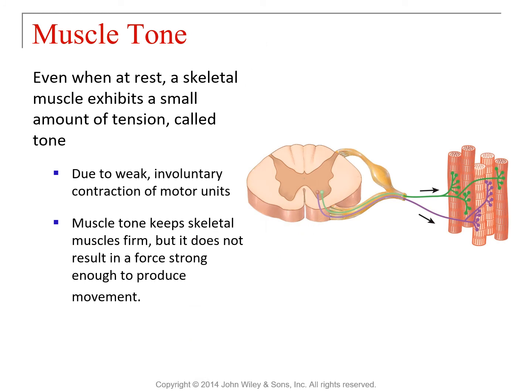Okay, now we're going to talk about something that's a little bit different, and this is something that's called muscle tone. So even when your muscles are at rest, you're going to get a small amount of tension generated called tone. And so this is not voluntary. This is not something that you have any control over. This is involuntary contraction of motor units. Now, the whole point here is basically to keep skeletal muscles firm.